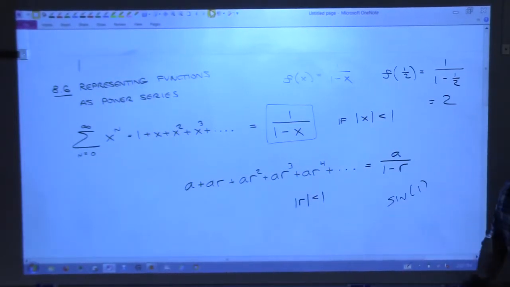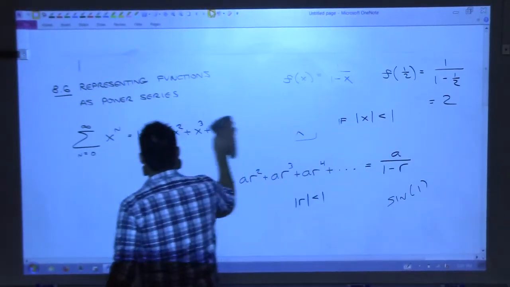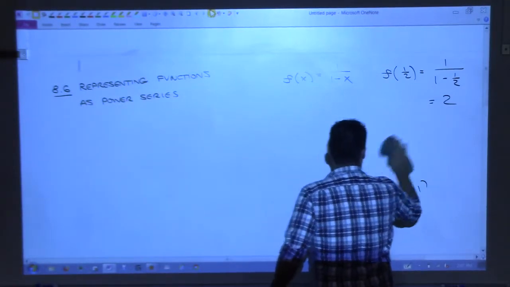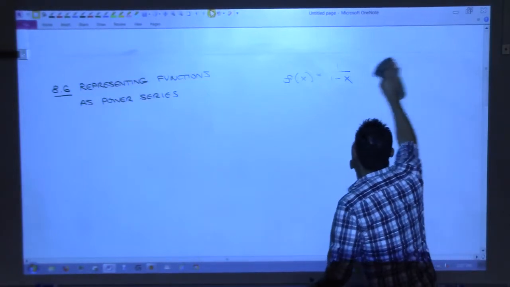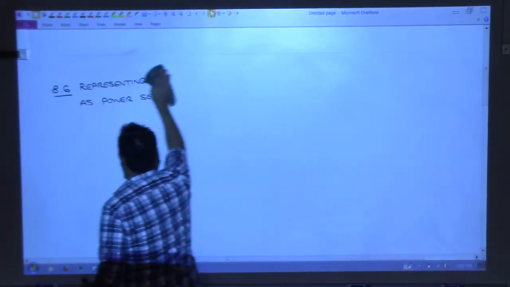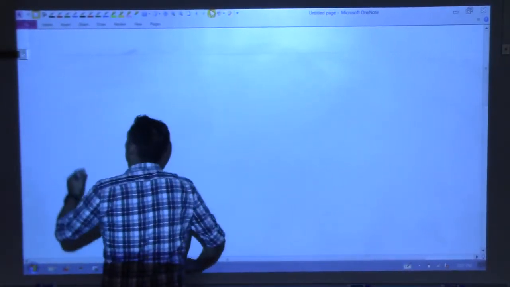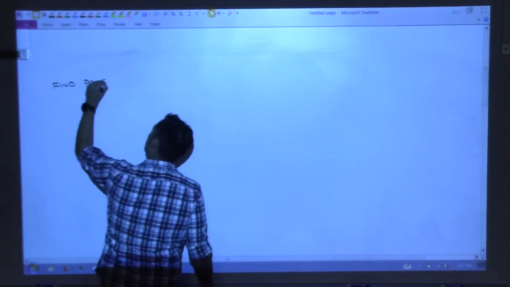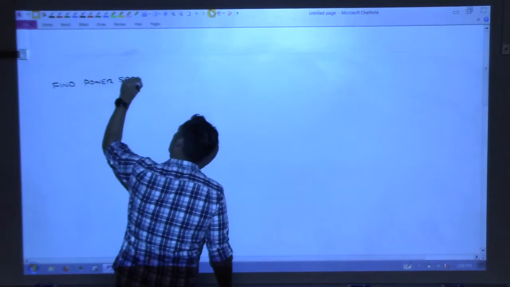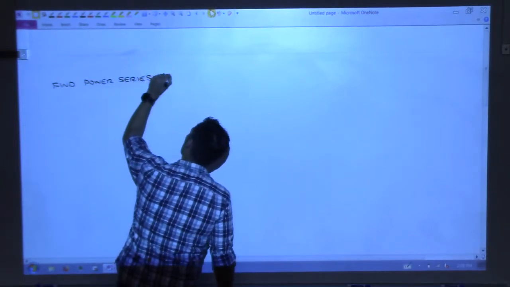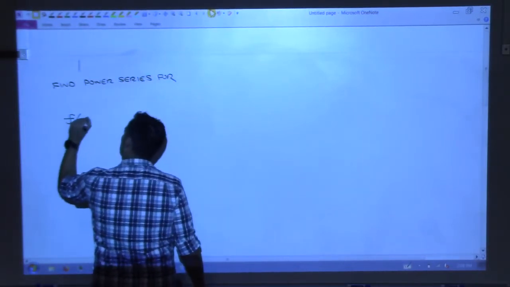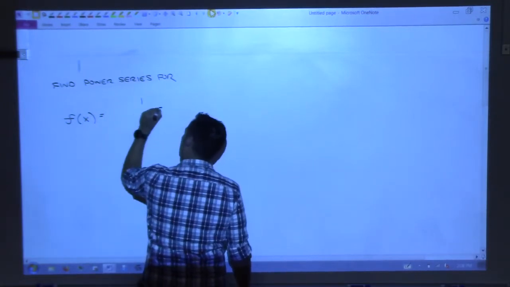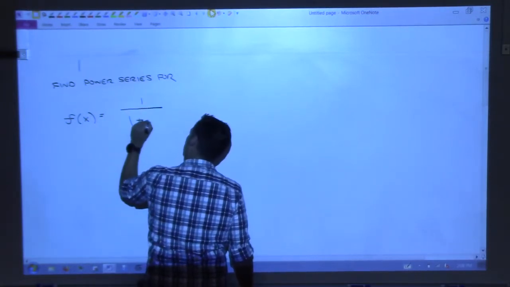So with that idea, let's see if we can figure out what this is. I'm going to give you a different function, and I want you to tell me if you can convert it to a power series. So find a power series for f of x equals 1 over 1 plus 3x.